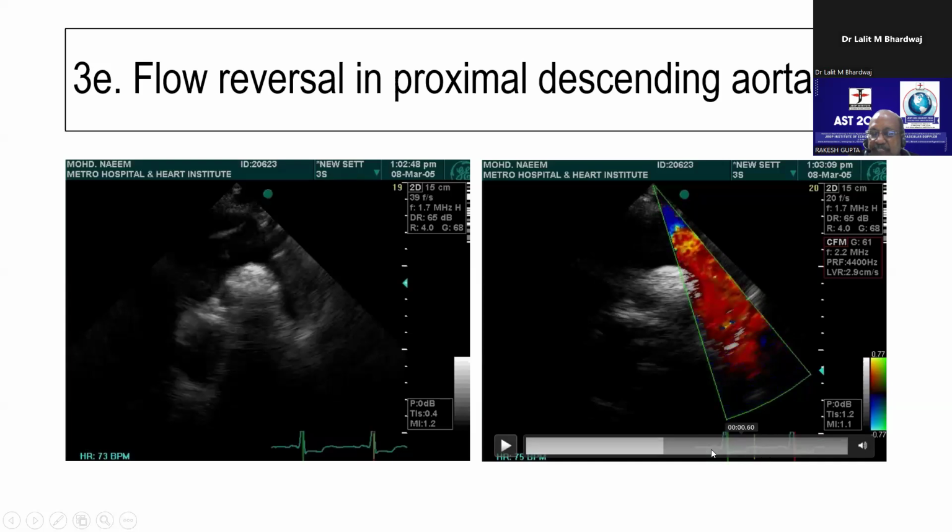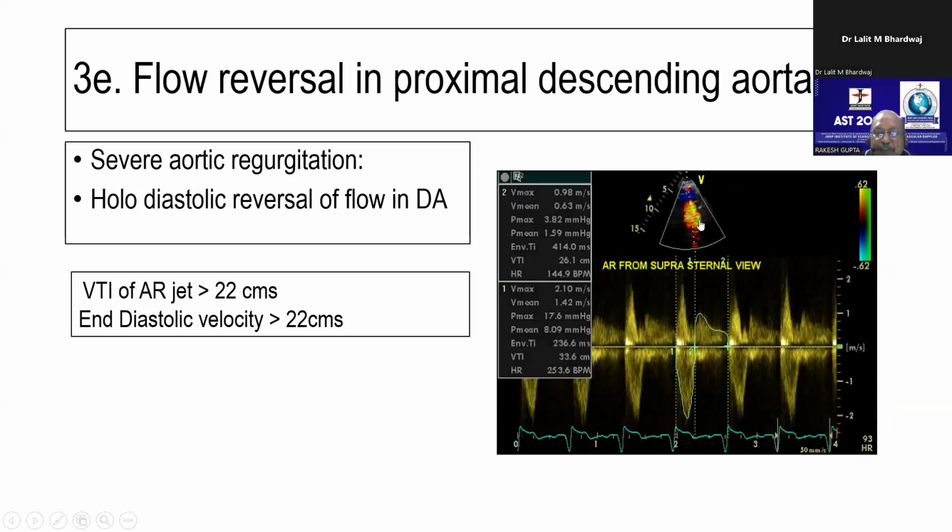Now this is beginning of diastole. This is all red. This is holodiastolic reversal of flow in descending aorta. And if I keep a sample volume in this holodiastolic reversal of flow by pulse wave, not continuous wave, what we see is through and through holodiastolic reversal of flow in descending aorta. You trace this Doppler spectrum pattern, total 22 and diastolic velocity 22. Then it is severe aortic regurgitation.